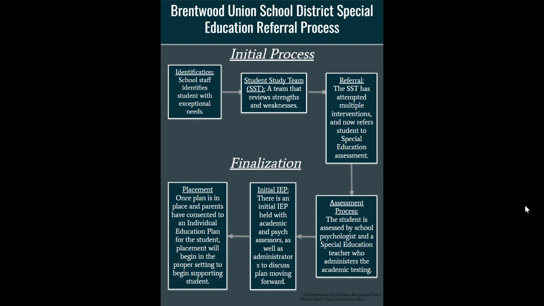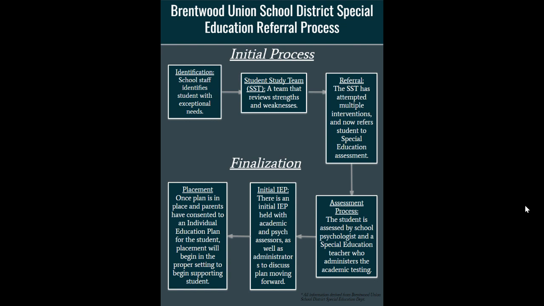So we hold the first meeting after the assessment process, and this is called the initial IEP. The initial IEP is not necessarily to say that the student is going to be a special education student. It's just to review the assessment and let the IEP or 504 plan team decide what is the best plan for the student.